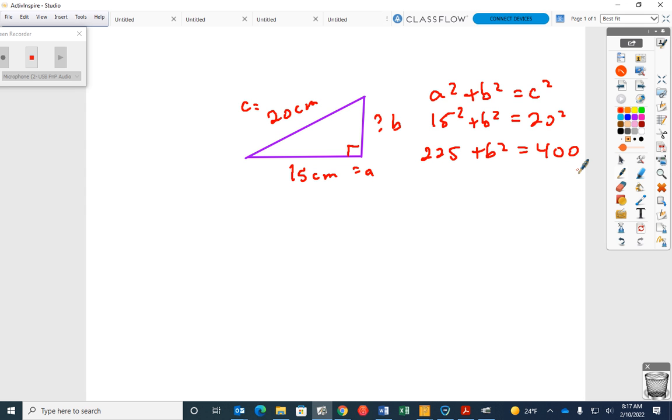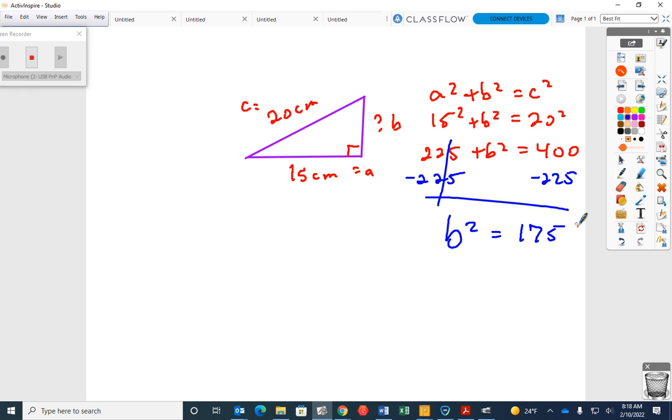Okay? And my objective, just like if I'm solving an equation, is to get a variable by itself. Well, what's my variable up there? B. How do I get it by itself? I got to get rid of what? 225. So let's take away 225 from here and take away 225 from here. What's left? B squared equals 175.